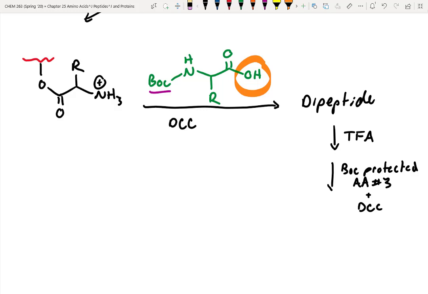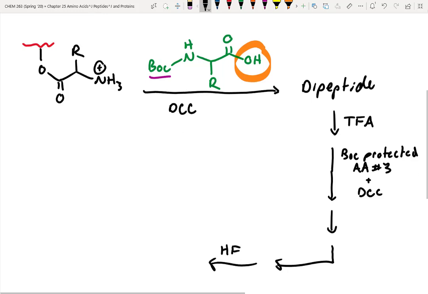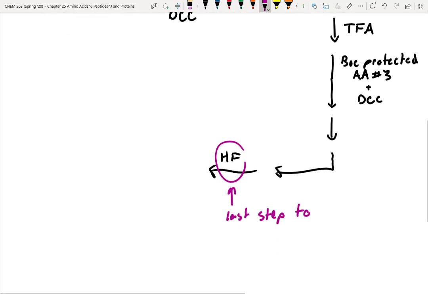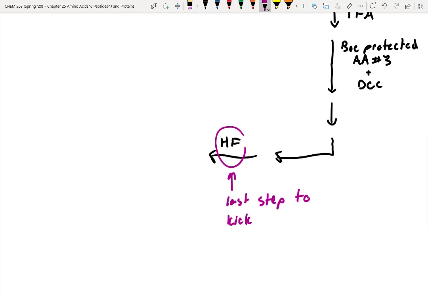That's our peptide coupling reagent, and basically we repeat this process again and again, multiple times over. And then our final step is to treat it with hydrofluoric acid. What this hydrofluoric acid does is, this is the last step to kick off the polypeptide chain. Meaning, if we think about what was going on here during this whole process, right?